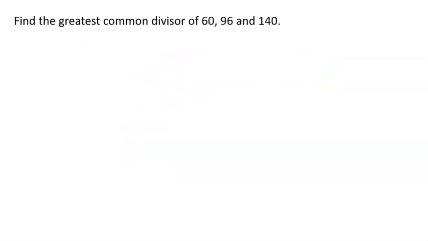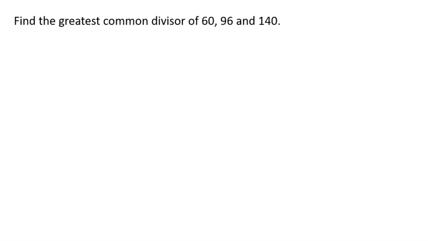For this one, we want to find the greatest common divisor of 3 numbers this time. So 60, 96 and 140. Now for this one, we can't just fire all 3 of these together in a single division algorithm and figure it out from there. What we have to do is look at each pair of numbers individually, figure out the greatest common divisor of each pair, and then we take the smallest of the greatest common divisors, and that gives me the overall greatest common divisor of the 3 numbers.